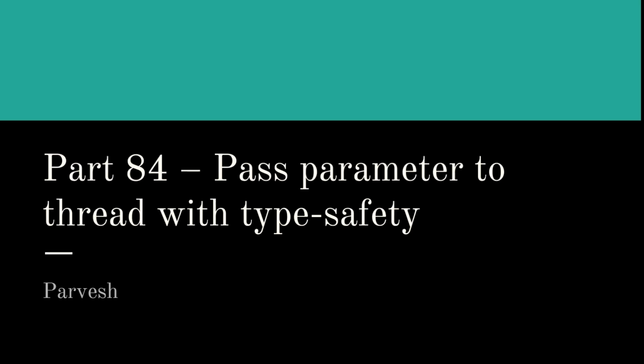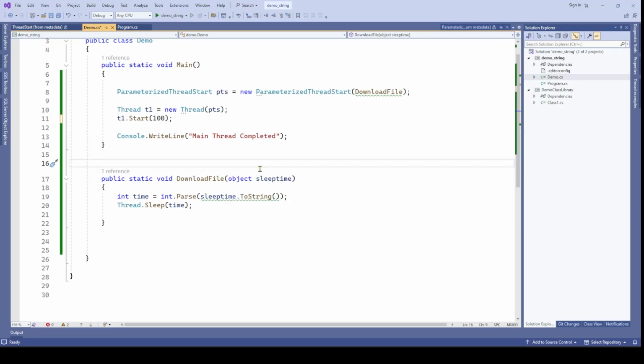In this video, we will see how we can send parameters to a thread with type safety. If you remember in the last video, we created a thread T1, and we were using the ParameterizedThreadStart delegate to pass the data to the DownloadFile method. The problem with ParameterizedThreadStart is that the parameter we can pass to it will be of object type, right? Because of this, there is no type safety.